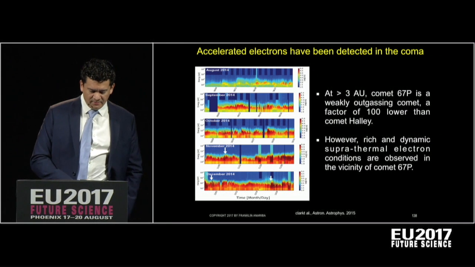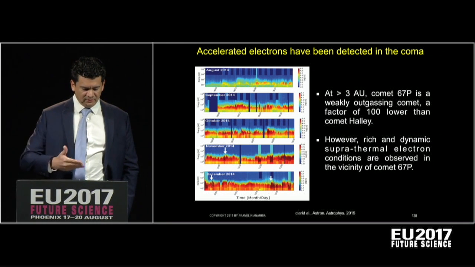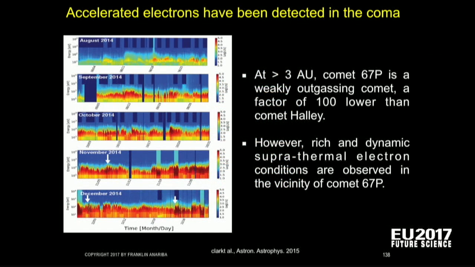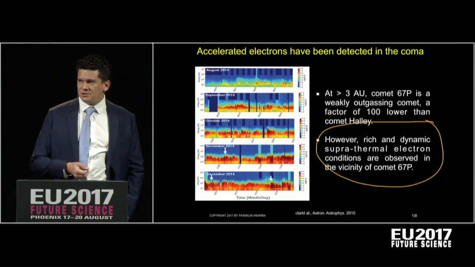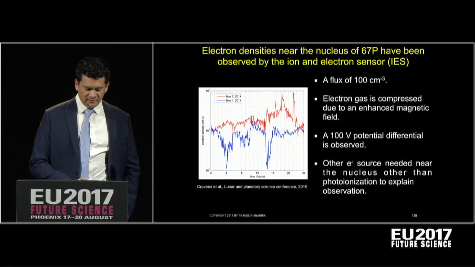So here's another example, in this case electrons, not positive ions, that have been detected in the coma. They've also been detected near the nucleus. These electrons are also what's called superthermal or hyperthermal, which means they have a lot of kinetic energy. We're talking about hundreds to a few thousand electron volts for these electrons. So all this energy is being supplied by electric fields.